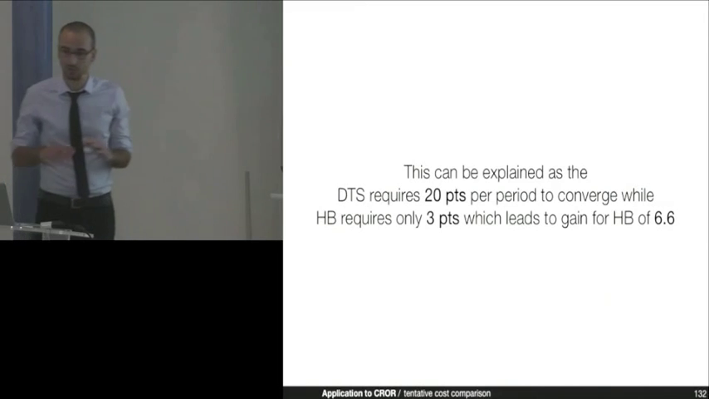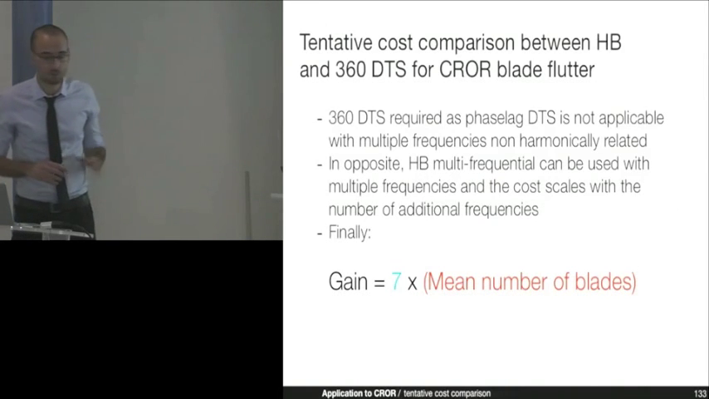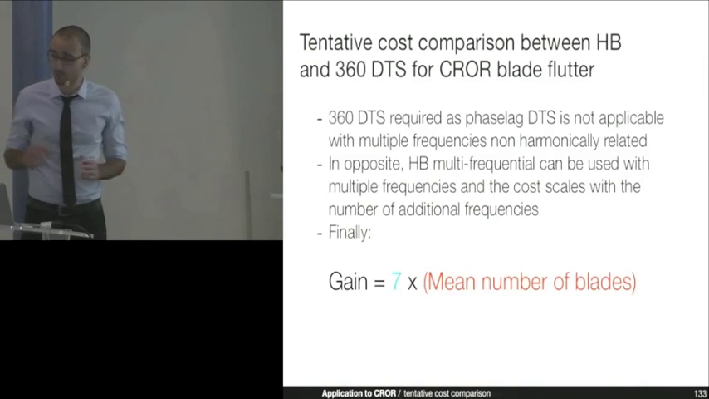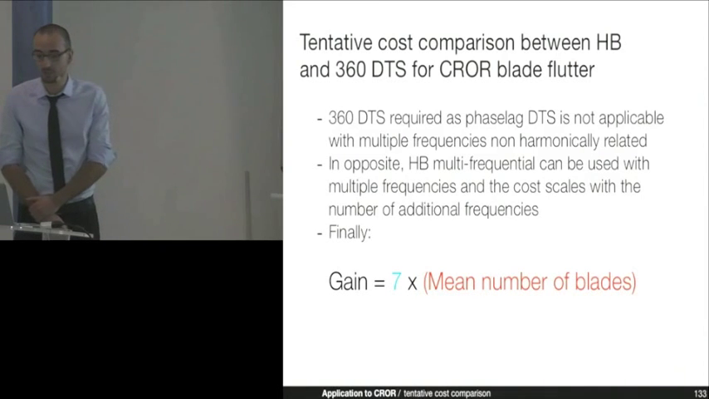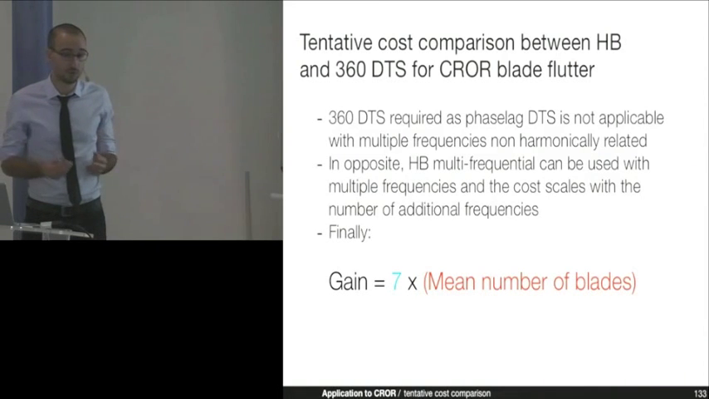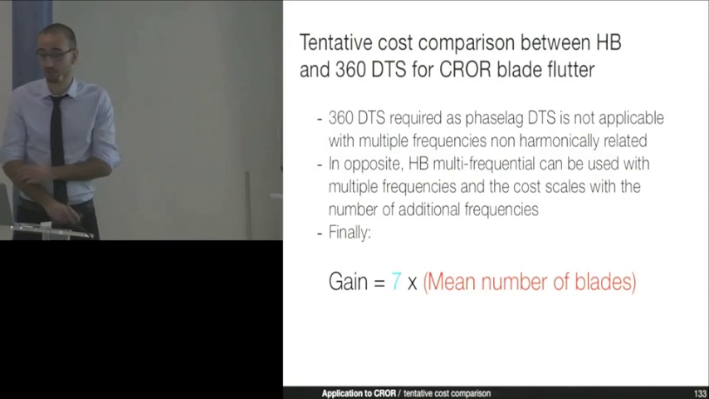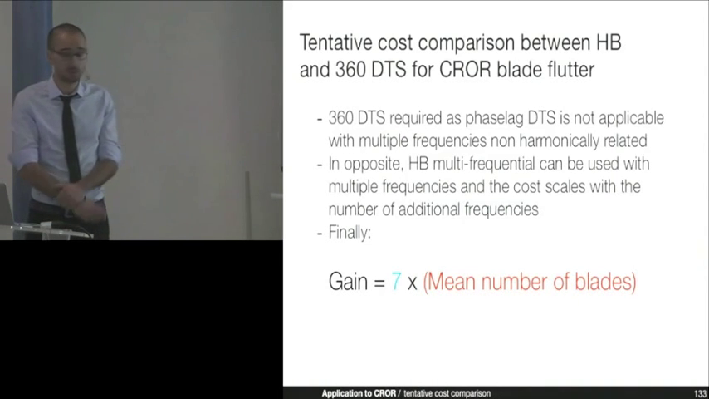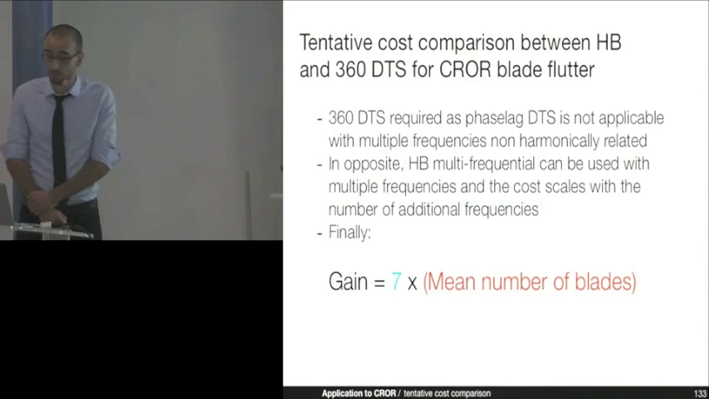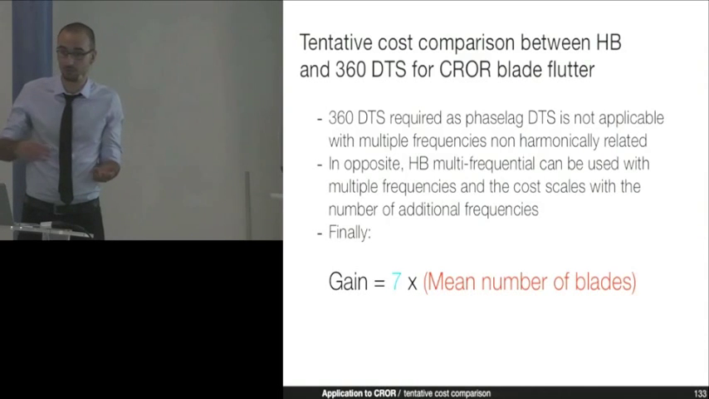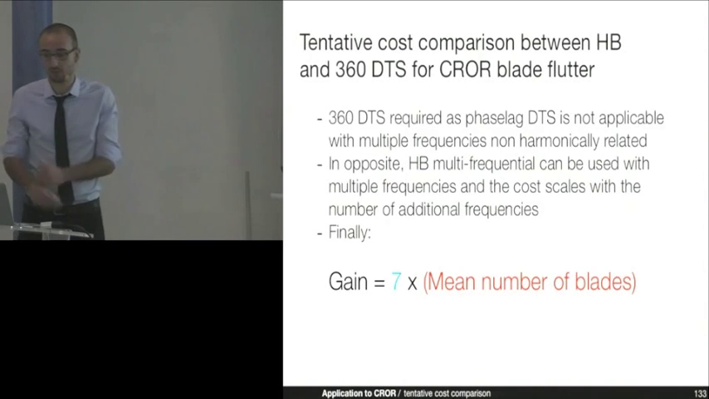So what we can estimate is that now, looking at our problem of CORRE blade flutter, we can say that the 360-degree DTS is required, as phase lag DTS is not applicable with multiple frequencies, non-harmonically related. And in the opposite, the harmonic balance multi-frequential can be used with multiple frequencies, so we can use both the blade passing frequency and the aeroelastic frequencies. And the cost scales with the number of additional frequencies.